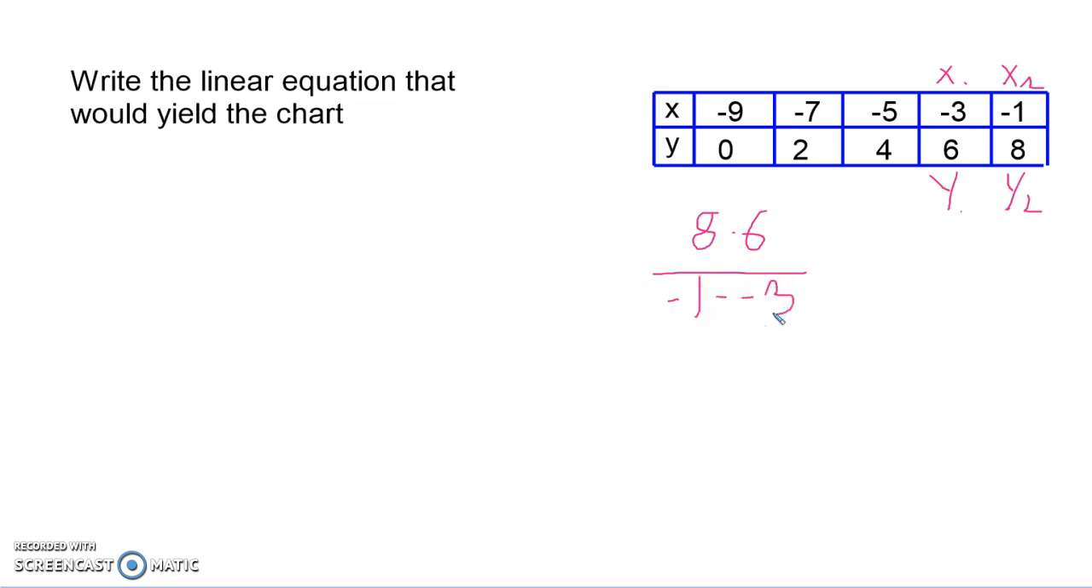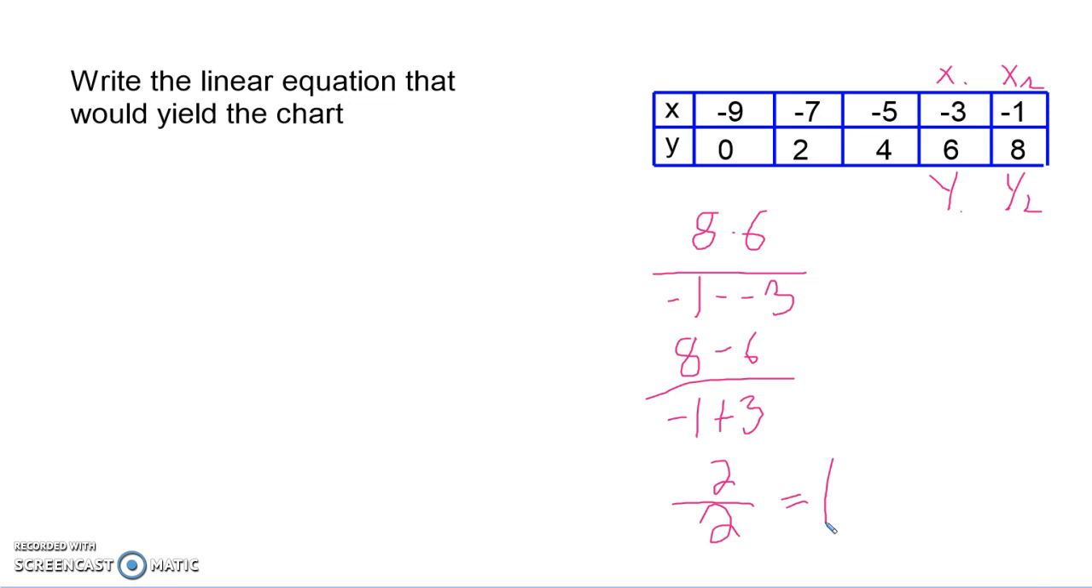Again, we have this minus negative, which would be the same as adding. So I'm just going to rewrite this equation as 8 minus 6 divided by negative 1 plus 3. So 8 minus 6 is 2, and negative 1 plus 3 is 2. So our slope in this case is 2 divided by 2, which is equal to 1. So we could just write this one as 1.